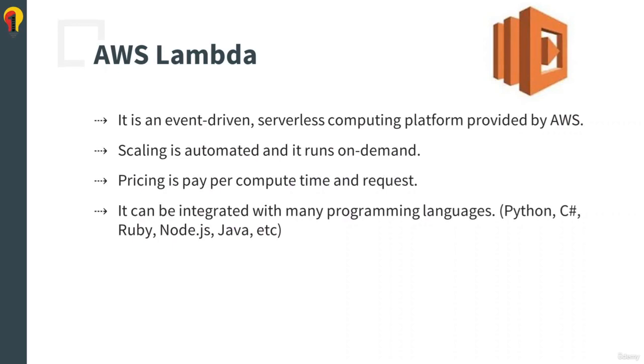AWS Lambda. It is an event driven serverless computing platform provided by AWS. Scaling is automated and it runs on demand. Pricing is pay per compute time and request. It can be integrated with many programming languages like Python, C Sharp, Ruby, Node.js, Java, etc.